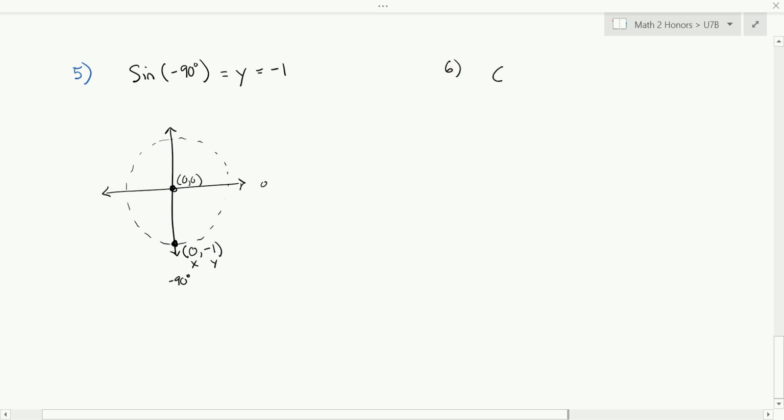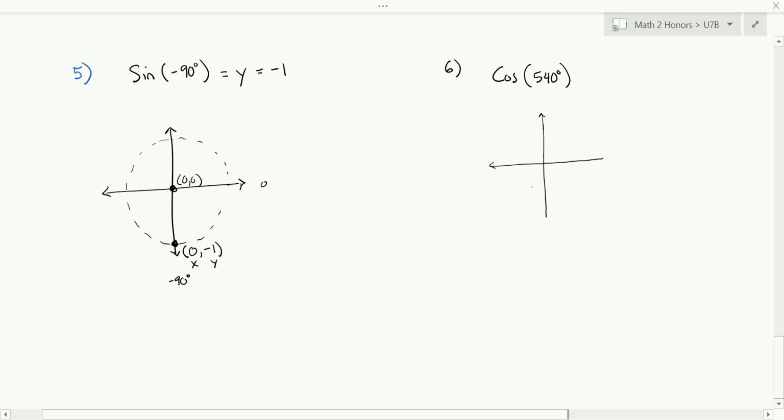Let's try another one. Try to find the cosine of 540 degrees using this method. Everybody have it? What's the cosine of 540 degrees?